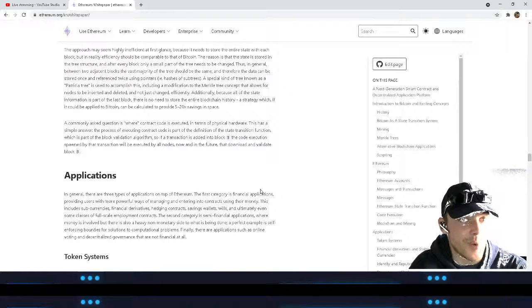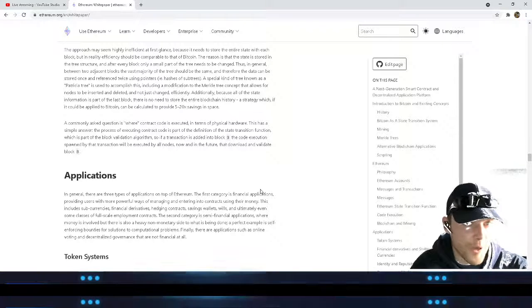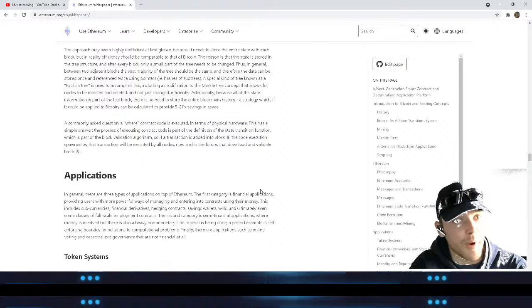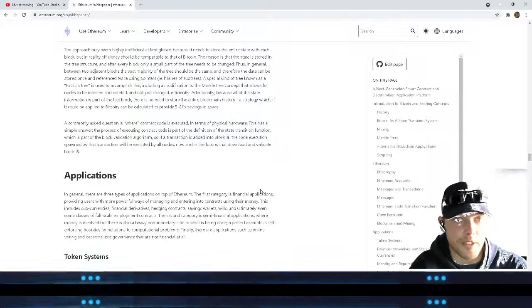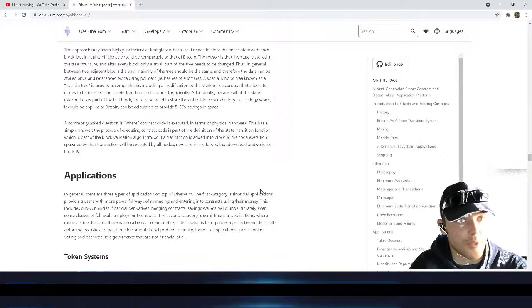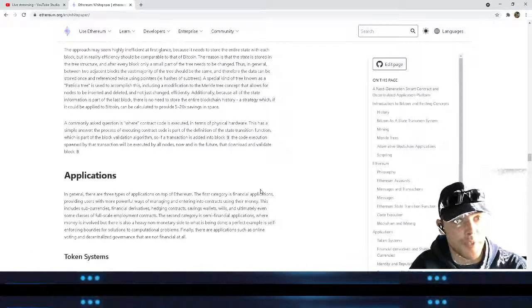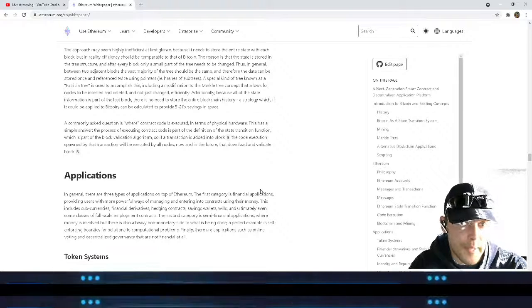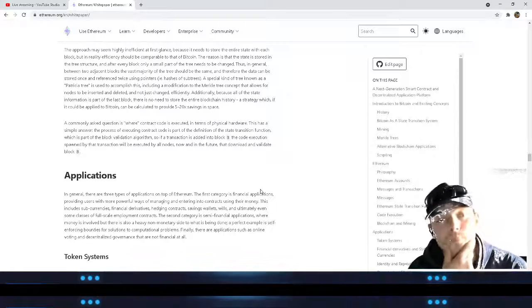A commonly asked question is where contract code is executed in terms of physical hardware. This has a simple answer. The process of executing contract code is part of the definition of the state transition function, which is part of the block validation algorithm. So if a transaction is added into block B, the code execution spawned by that transaction will be executed by all nodes, now and in the future, that download and validate block B.